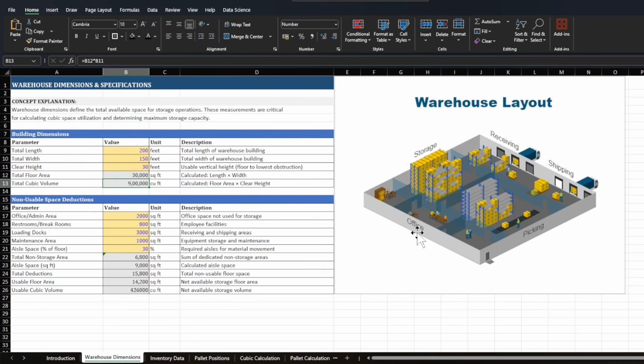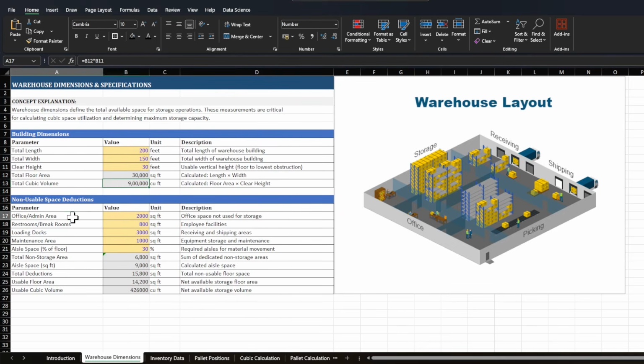There are some offices, some meeting rooms, some maintenance area, some picking part, some receiving and some shipping area as well. So this is not the area where you put your material, and it will not be calculated in the warehouse capacity. This is the whole area. We need to deduct the non-usable space from this total cubic volume so that we can come up with the actual usable volume of the warehouse.